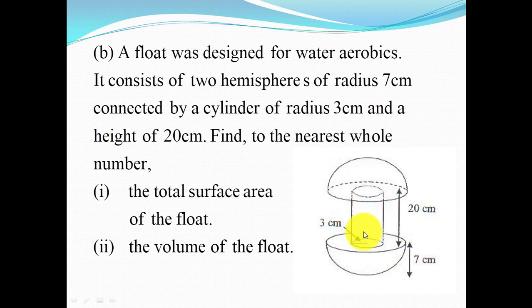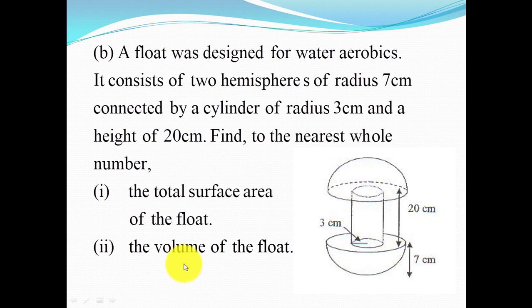Why do we call it complete? Because one hemisphere is at the top and one is at the bottom. When we combine the upper hemisphere and the lower hemisphere, it becomes a complete sphere with radius 7. The cylinder is separate. So for the surface area of the floor, we have to find the surface area of the sphere with radius 7 and the surface area of the cylinder with radius 3, and then sum their answers to get the total surface area of the floor.